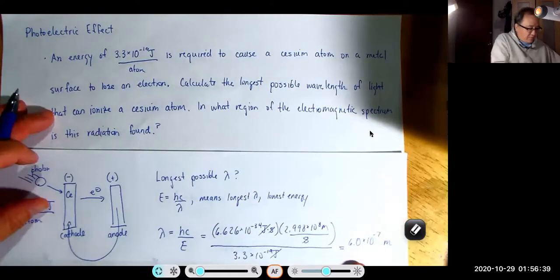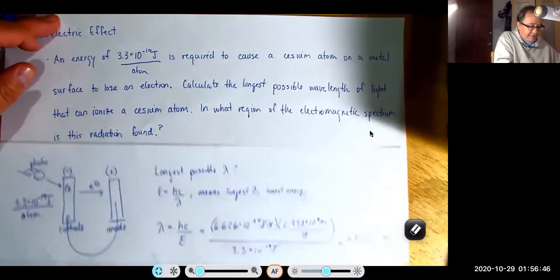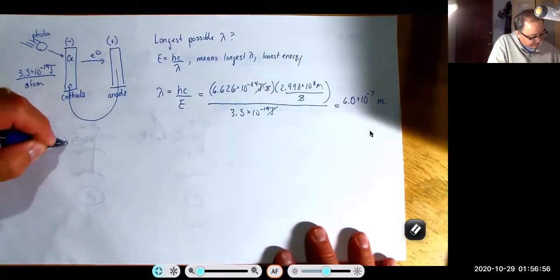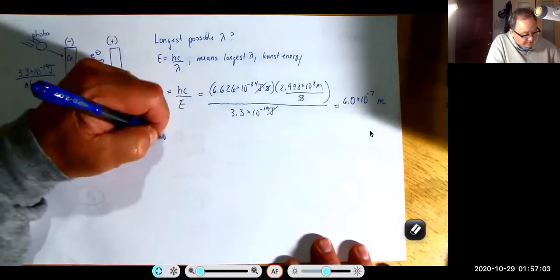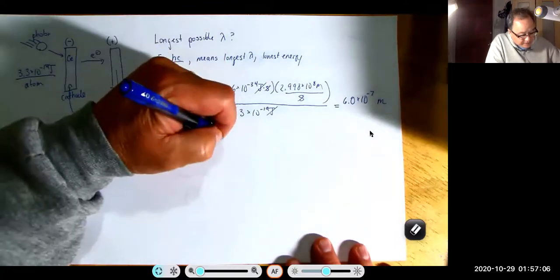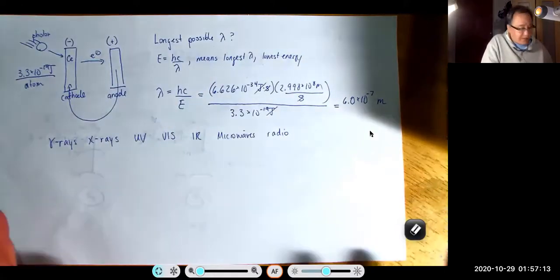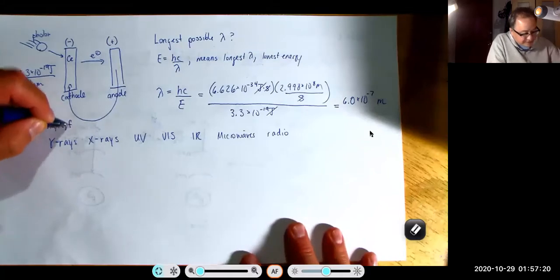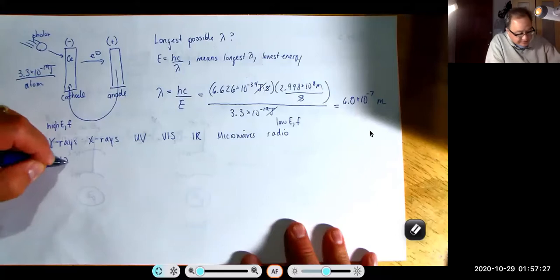Now we're asked, what region of the electromagnetic spectrum is this radiation found? So I'm going to move this up here, and I'm going to show you how you can deal with this. When we look at the electromagnetic spectrum, we've got gamma rays, X-rays, ultraviolet, visible, infrared, microwaves, and radio waves. I'm going to fill something else in here. This is high energy and frequency, and this is low energy and frequency, which means this is short wavelength, and this is long wavelength.